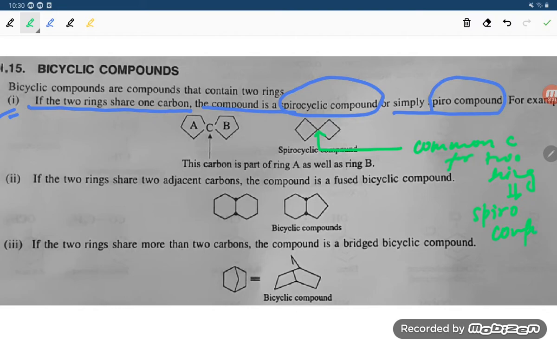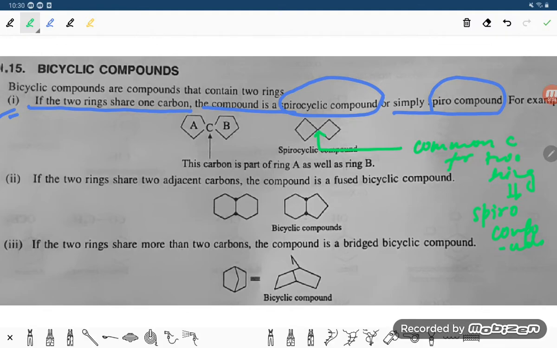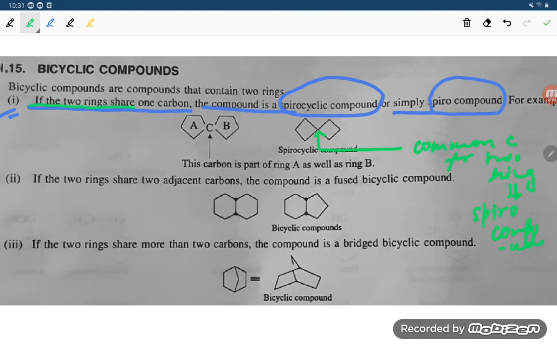Okay, spiro compound, right, students? So if two rings are connected by the same carbon, the common carbon, that is known as a spiro compound. Again you can read out: if two rings share one carbon, this carbon is common to both the rings, then the compound is a spirocyclic compound, or simply a spiro compound. So this carbon is a part of ring A as well as ring B.